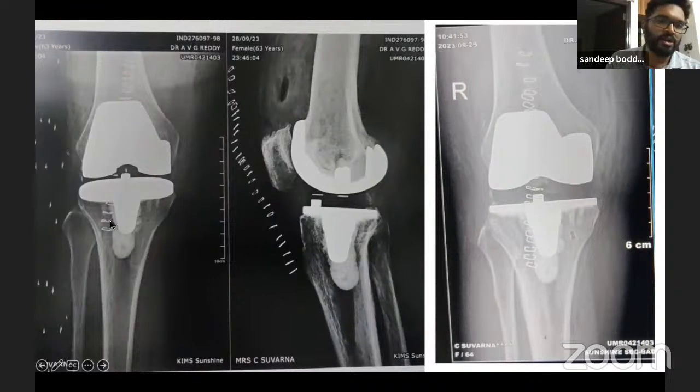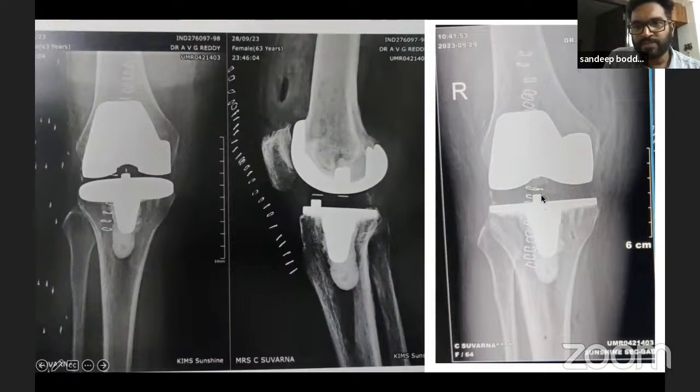And here it looks like the implant is in valgus. But if we have taken a proper AP view, here you can see it is almost neutrally aligned. So don't jump and comment on X-rays which are not true AP views. In the lateral view, you can see this is a true lateral view.